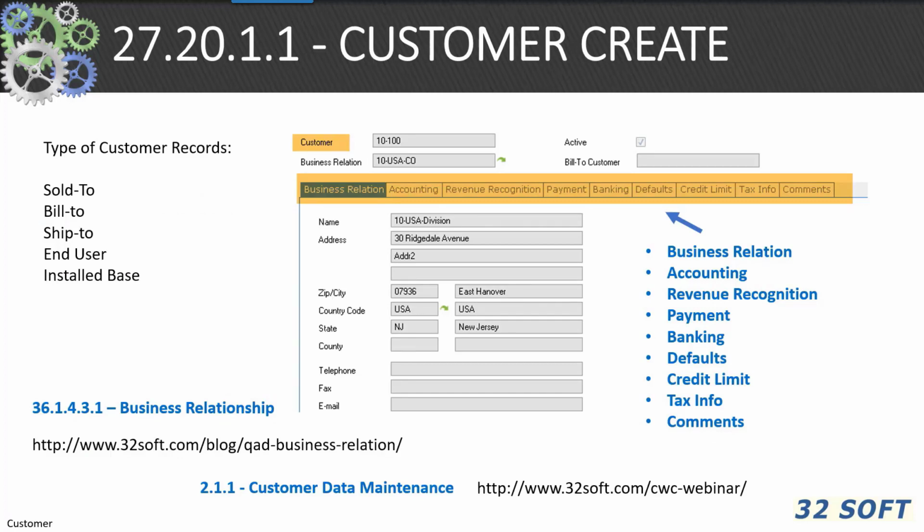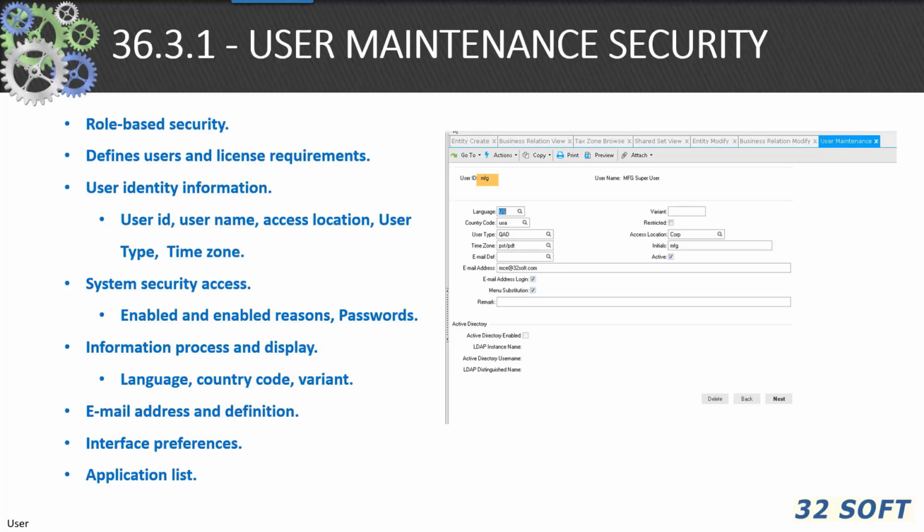27.20.1.1 is all things with ERP. DRP starts with the customer. We have several types of customer records: sold to, billed to, shipped to, end user if you're using service and support. The tabs in the 27.20.1.1 represent the business relationship, accounting, revenue recognition issues, payment banking, some defaults, which are your SAF codes, credit, tax, and comment information.